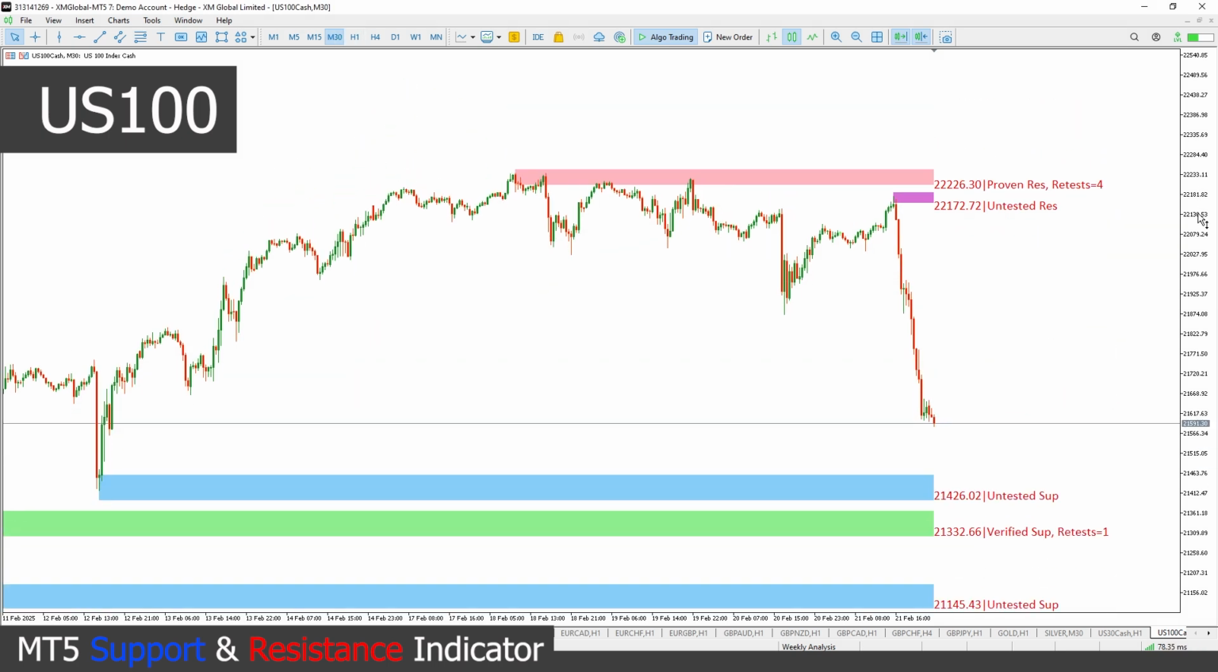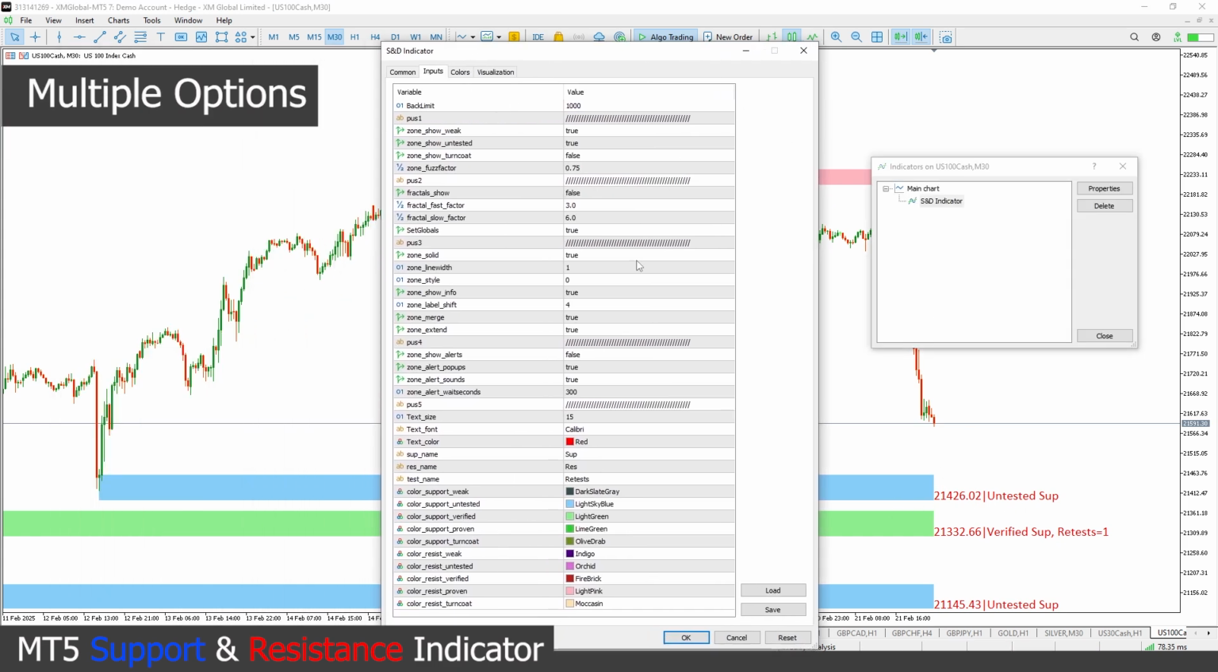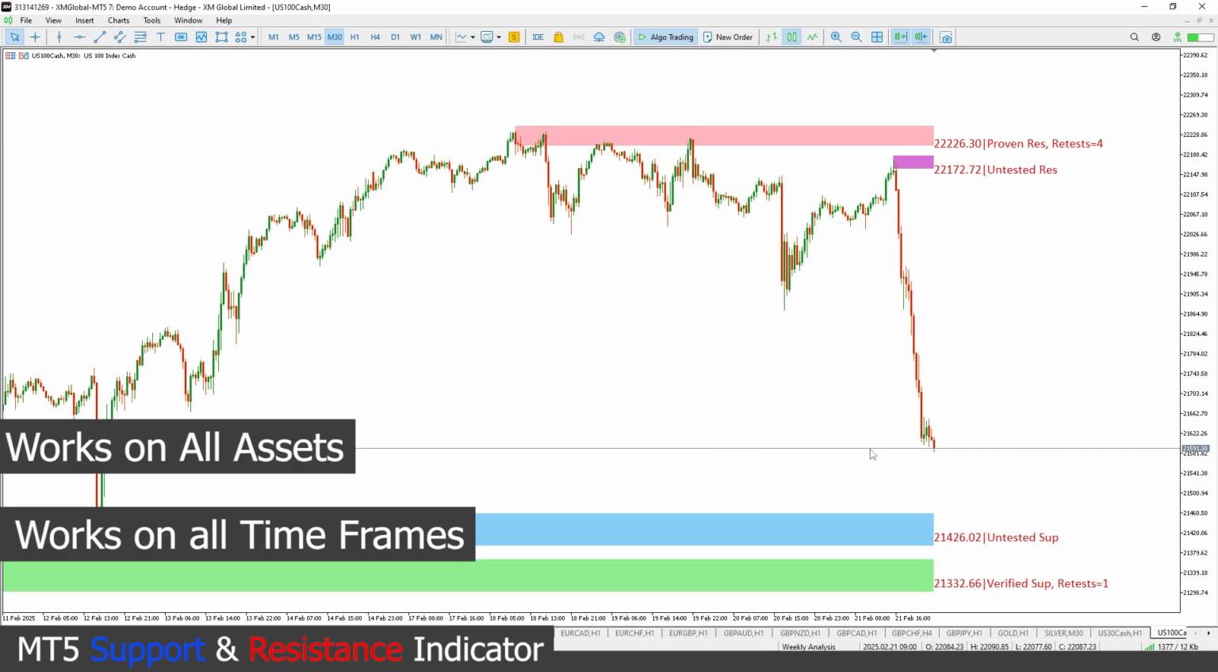That's M30. So right here, as you can see, if you go to the inputs, you're going to find plenty of options right here. You can change the colors of support and resistance. You can change the font. You can change the size. It has a lot of options right here you can change. It works in all assets and all time frames.